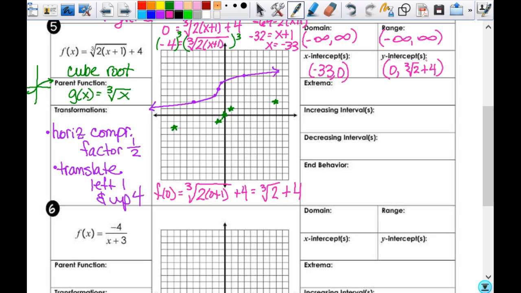All right, so our extrema. Do I have any extrema or critical points? Yes. I have a what? Point of inflection. Good. And what is that ordered pair? Negative 1, 4. Very good. And that is a point of inflection.